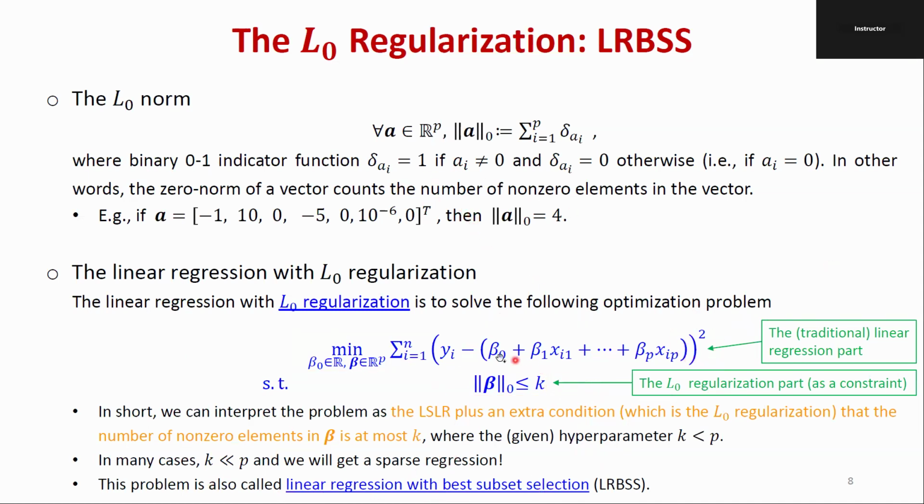First of all, the mathematical model of this problem is actually super direct and easy. I just want to include at most k non-zero elements. That's it. Suppose you have p, let's say p is 100 features. Let's say I only want a solution which has at most, let's say, 50 non-zero elements instead of 100.